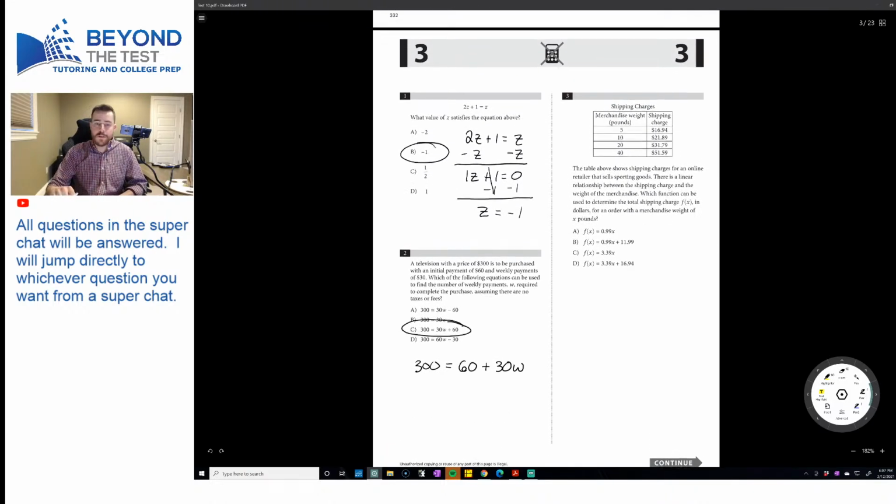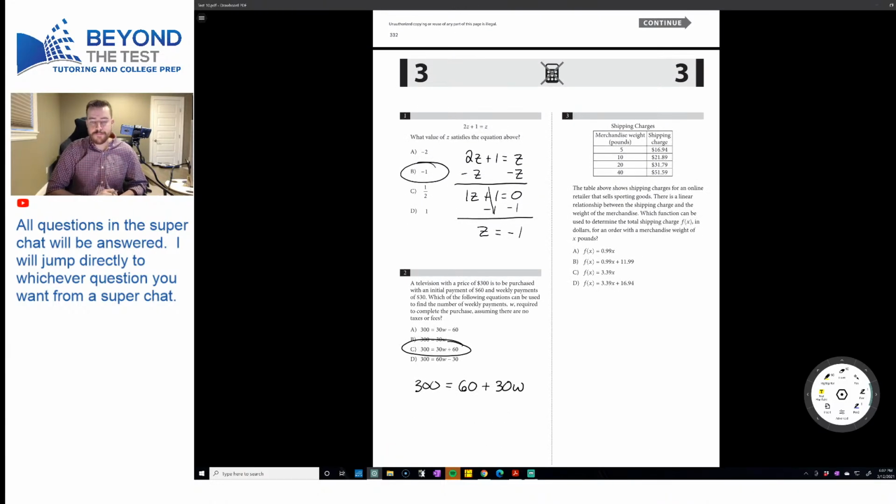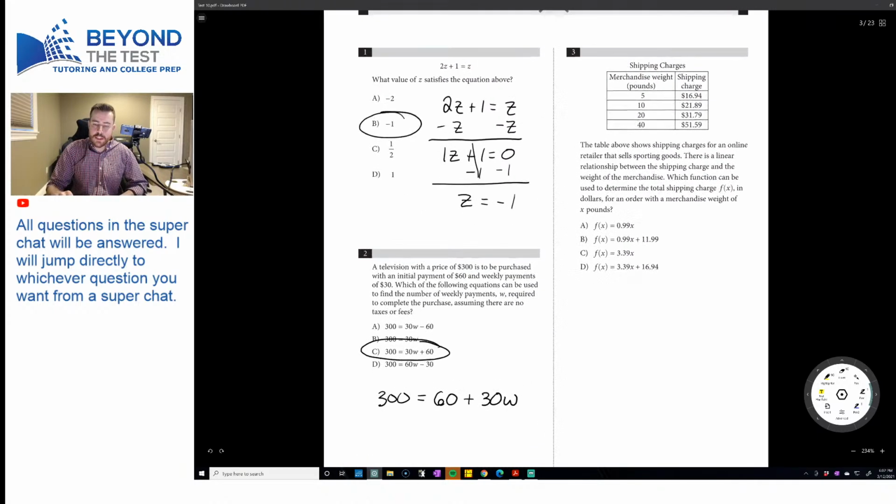All right, moving on here, let's take a look at number 3. It says the table above shows shipping charges for an online retailer that sells sporting goods. There is a linear relationship between shipping charge and the weight of the merchandise. Which function can be used to determine the shipping charge f of x in dollars for an order with a merchandise weight of x pounds?